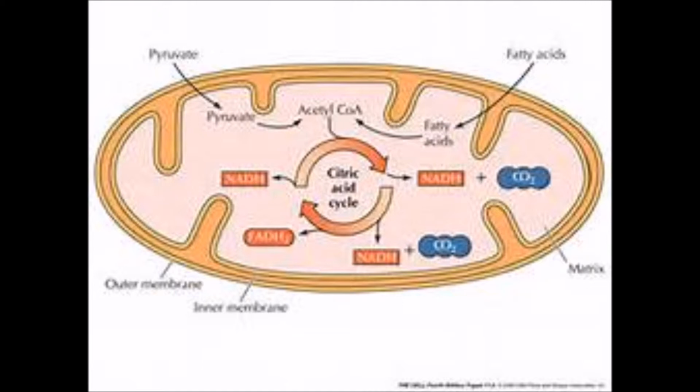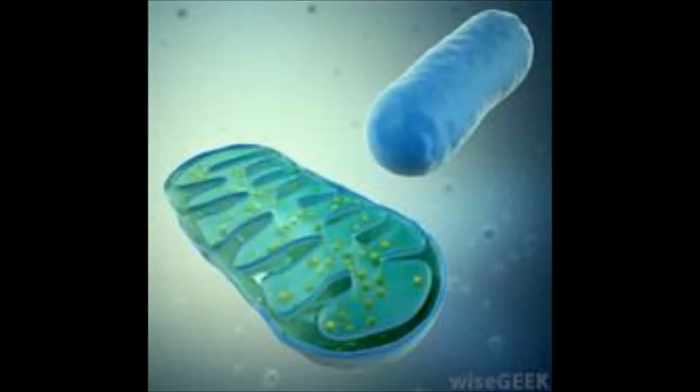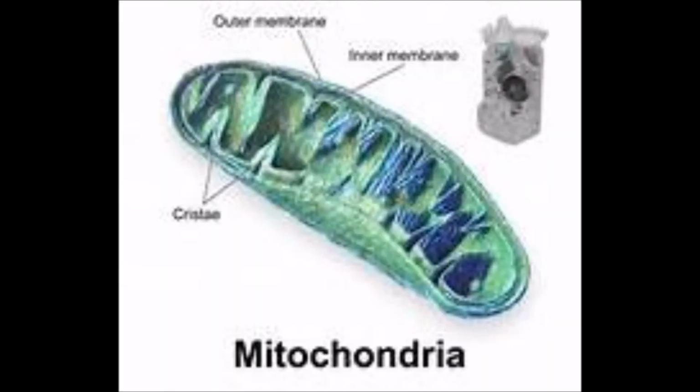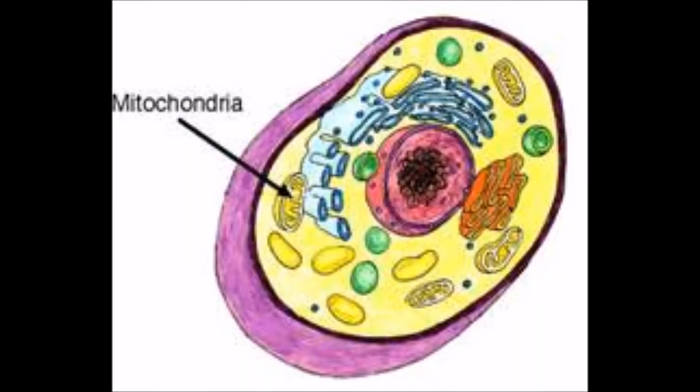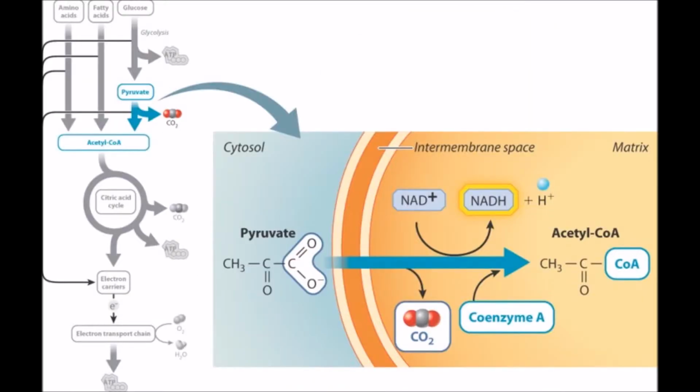The outer membrane and the inner membrane can be compared to the cell wall and plasma membrane of a plant cell, just speaking in terms of position and not function. Lastly, I would like to point out that the space between the inner and outer membrane is known as the intermembrane space. First, pyruvate enters the matrix through a transport protein.